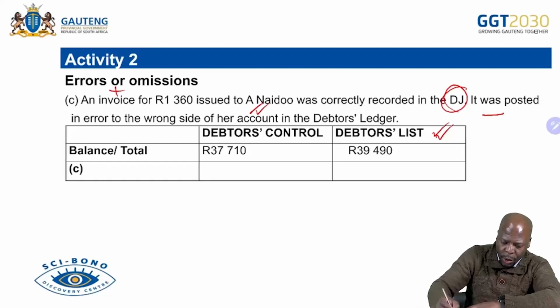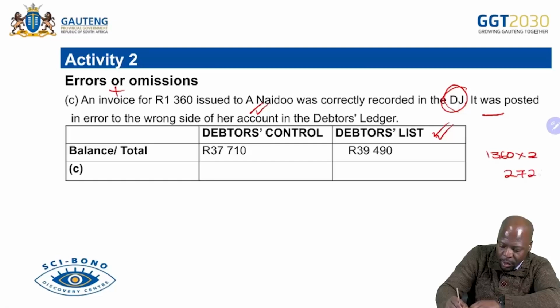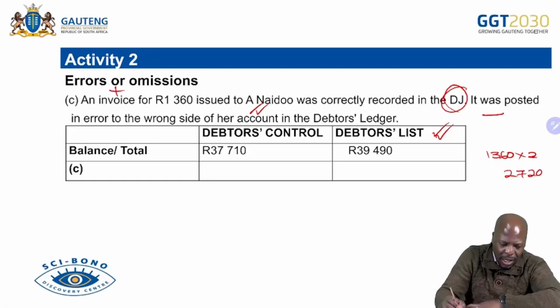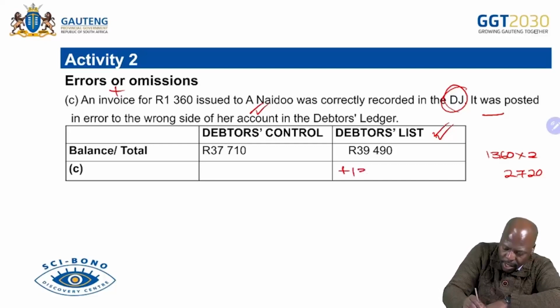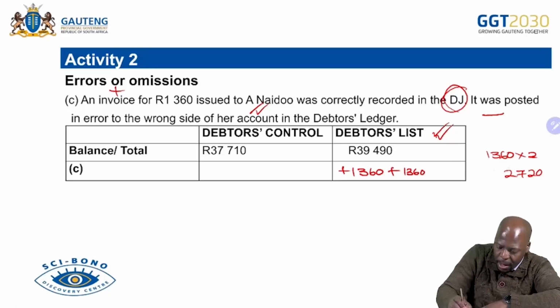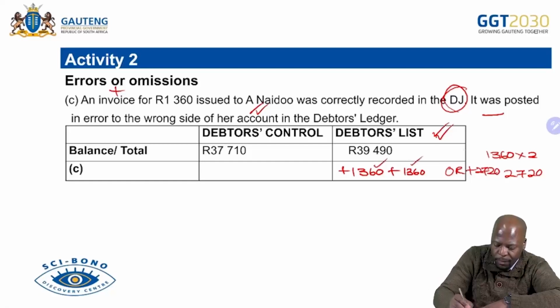So you're going to come in here and say, we're going to add 1,360 times 2, which is going to give you 2,720. So there's two ways in which you can do this. You can come to the list and say plus 1,360 plus again 1,360. Or you can simply say plus 2,720. So you can either show it like that, or you can show it as a full amount.